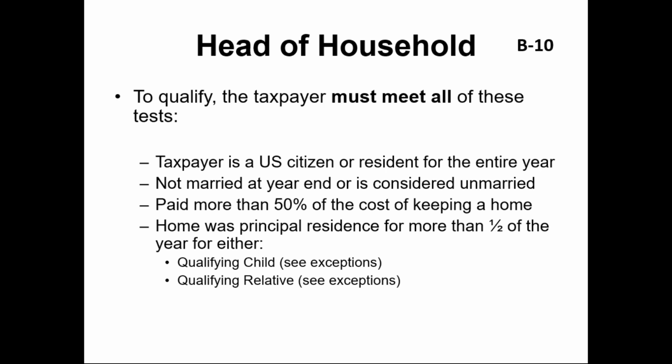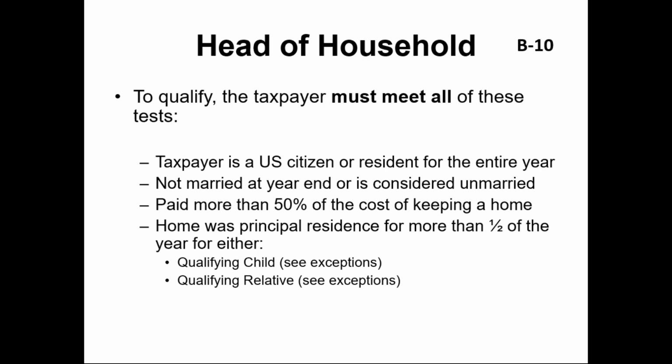Now, what we want to take a look at is the whole considered unmarried. In the general situation, if you have a single parent, unmarried, living in a home, providing more than half the cost of keeping up the home, and a child lives with them for more than half the year, that's our quintessential definition of a head of household scenario, right? They are unmarried, providing more than half the cost of the home, and have a child in their home for more than half the year.